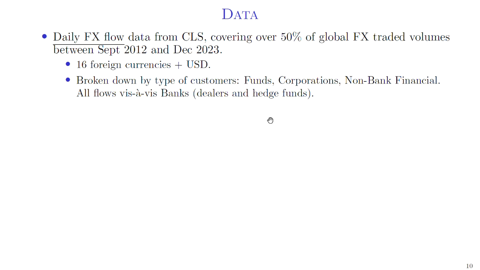Now, this includes 16 foreign currencies, mostly the developed country currencies, plus the US dollar. And it's broken down by customer types. You have funds, corporations, and non-bank financials, and outflows are intermediated by banks. And here by banks, it really means dealers and also hedge funds, because when hedge funds trade through the prime brokers of the dealers, they will actually show up as a bank in this data.